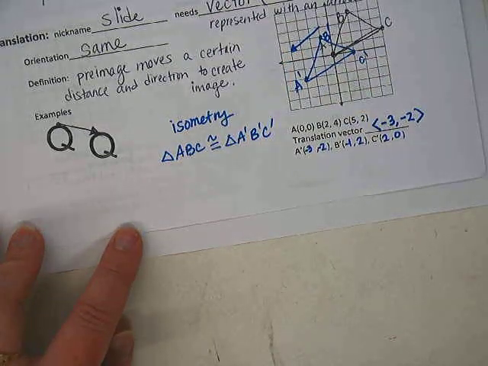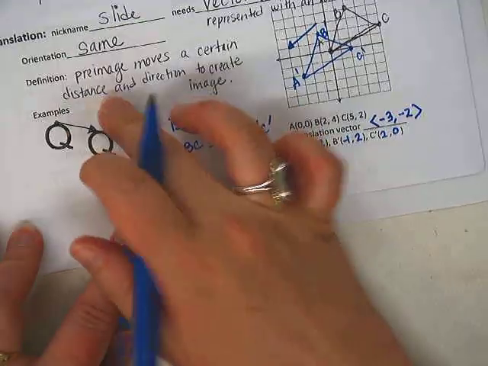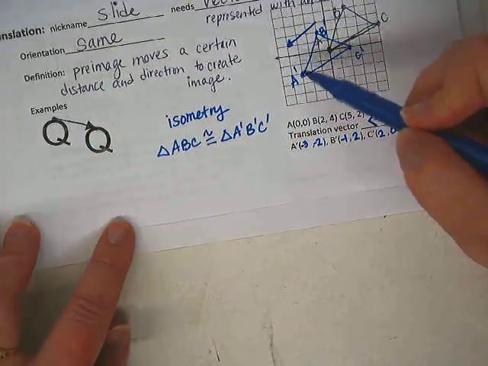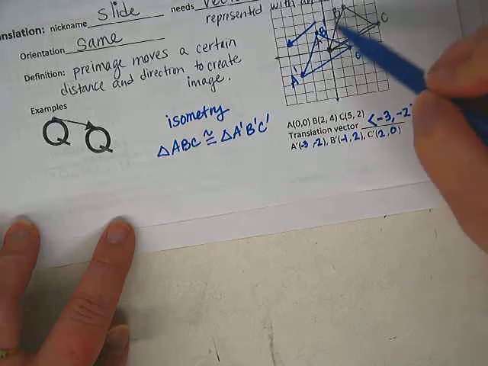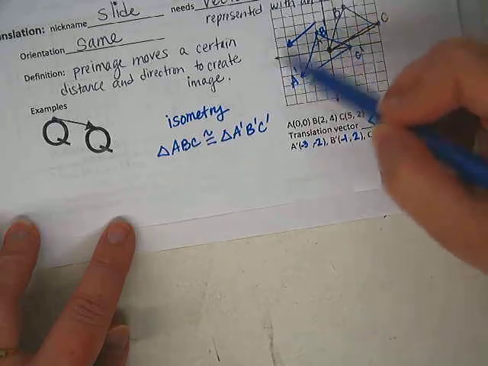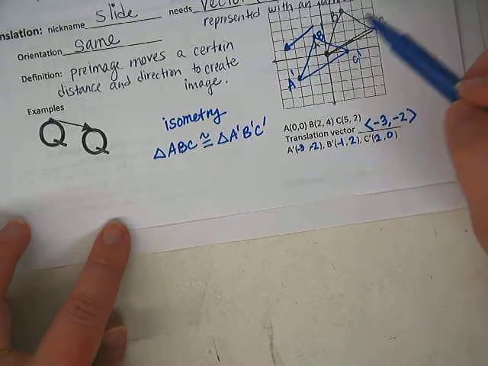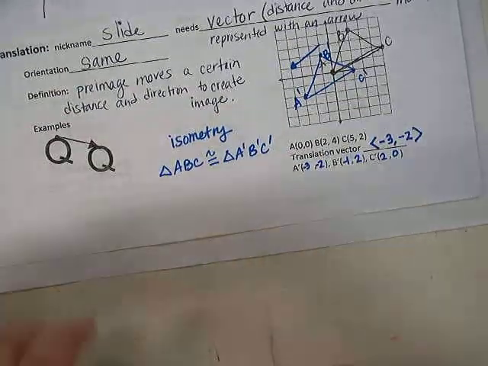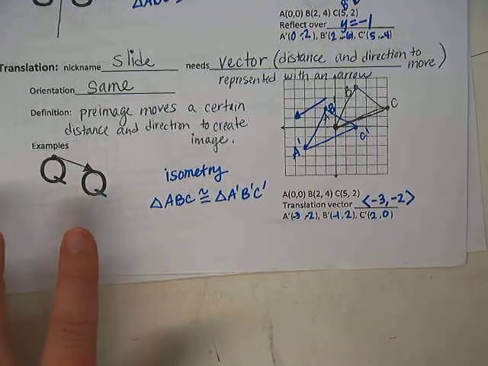Okay. This one is also an isometry because the image and the pre-image are congruent. So triangle ABC is in fact congruent to triangle A prime, B prime, C prime. And the orientation is the same because if you go around it, look, I'm going clockwise on both of them. Notice how the letters are clockwise on both of them? Okay, good. Okay, that's the end of our notes for today.